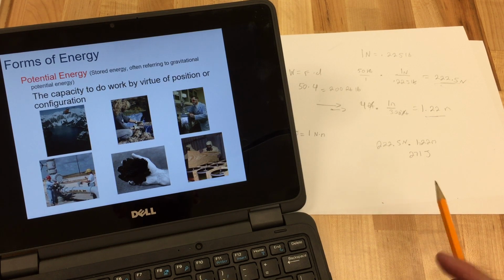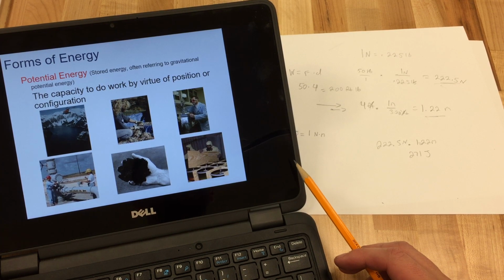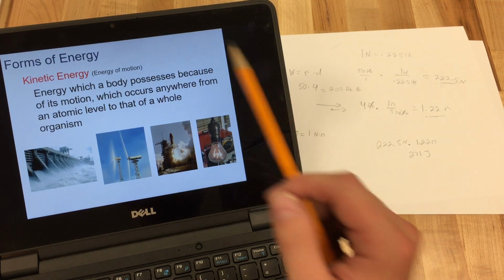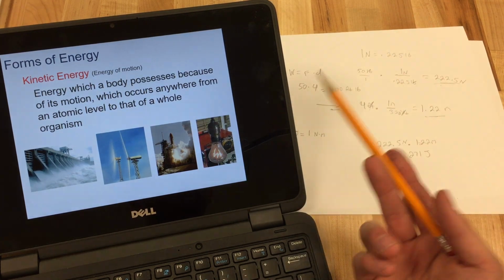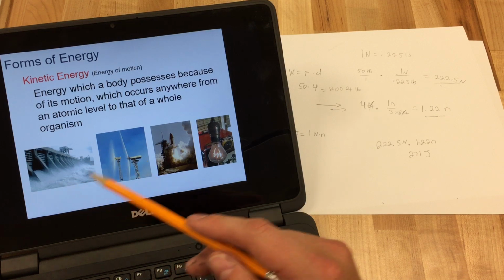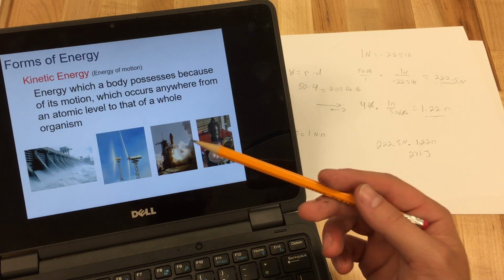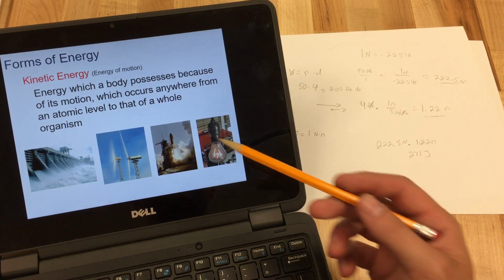All right, and then you have different types of energy. You have potential energy. All right, so that's stored energy. So think water at the top of a dam. A roller coaster, as it's climbing the lift hill, is going to gain potential energy. Kinetic energy is energy which a body possesses because of its motion. So the windmill moving, the water actually going through the dam and causing the turbines to rotate, the space shuttle taking off, the roller coaster going down the hill, all kinetic energy.